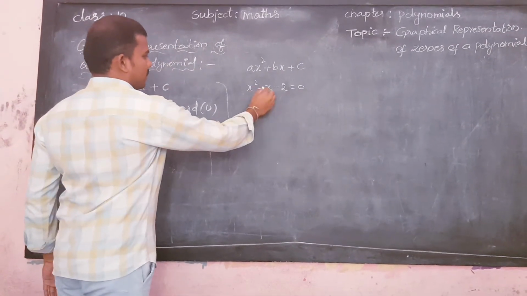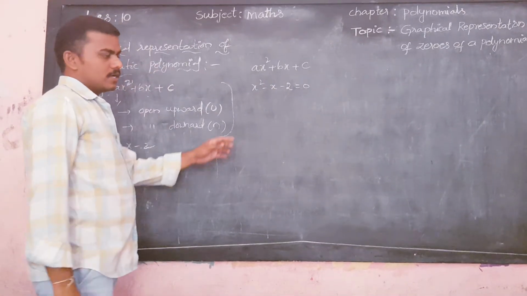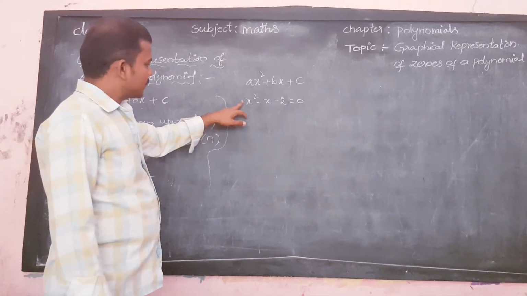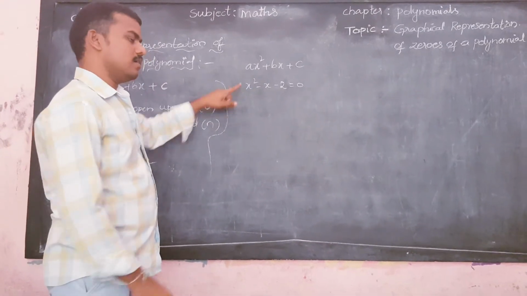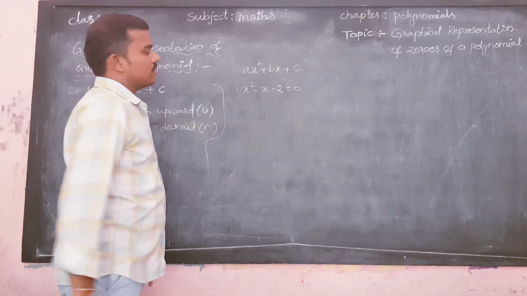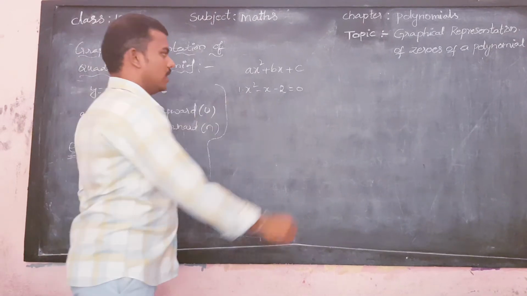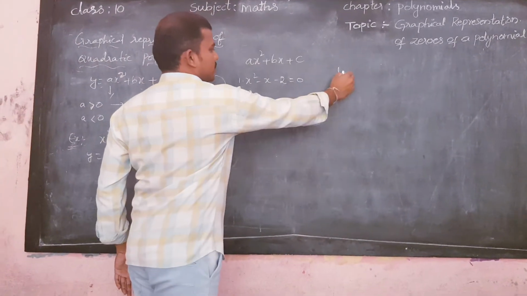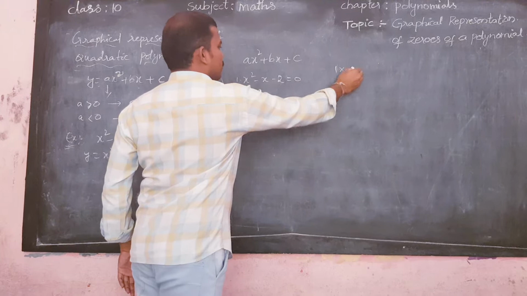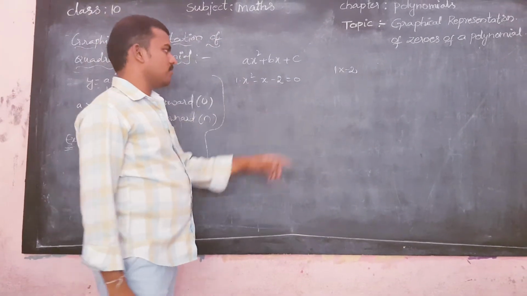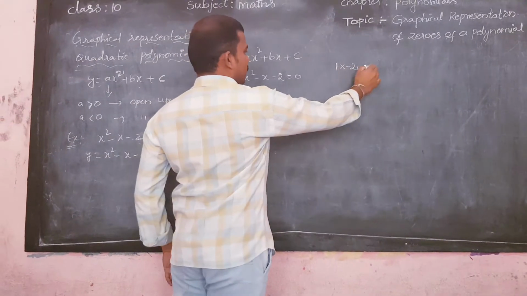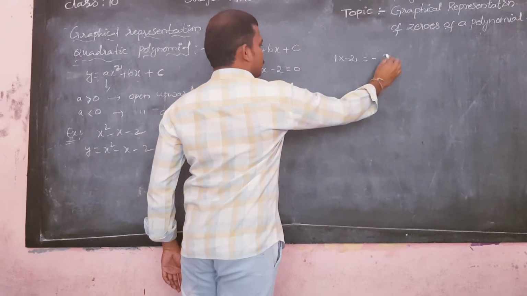So x square minus x minus 2 is equal to 0. Here multiply the x square coefficient and the constant. The x square coefficient is 1 and the constant is minus 2. So multiplying the x square coefficient and constant, 1 into minus 2, we get minus 2.